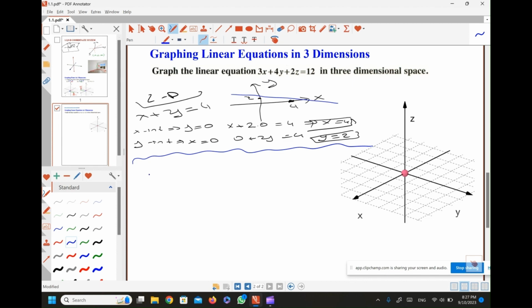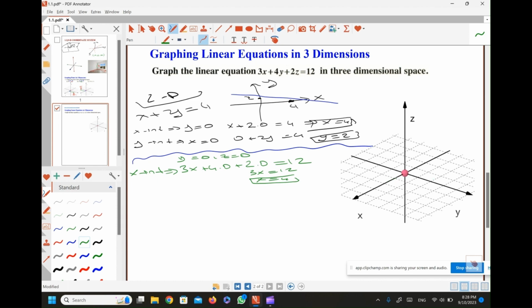So let's find intercepts first. x-intercept, meaning the rest is 0. y is 0, z is 0. So 3x plus 4 times 0 plus 2 times 0 equals 12. By finding the x-intercept, we mean y is 0, z is 0, okay? The rest is 0. So 3x plus 0, 3x is equal to 12. Divide both sides by 3 to isolate x. So x is 4. So you plot 4 on the x-axis.